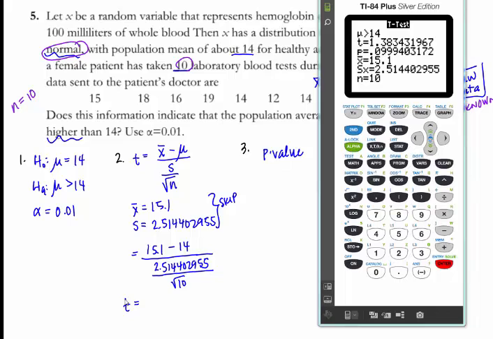It gives the test statistic right away, 1.383 to 3 decimal places. The p-value is 0.0999. And then the summary statistics are given there, 15.1 and 2.5144 with a sample size of 10. Again, just for confirmation, or should you need those for another problem, they're there. They needed to calculate it anyway to run the test, so we might as well get the information as well.